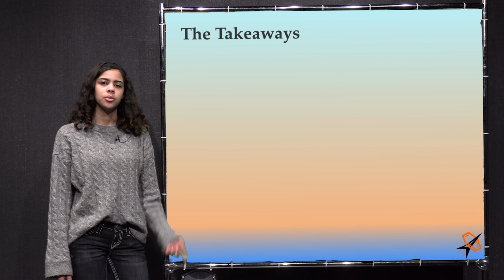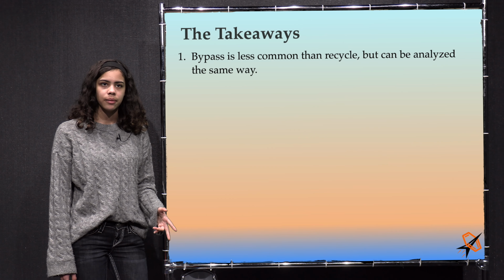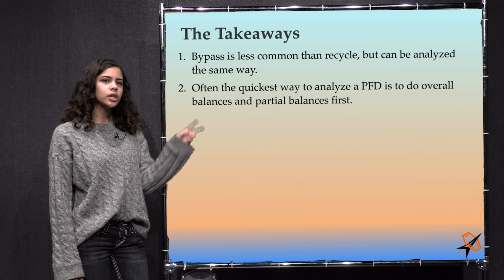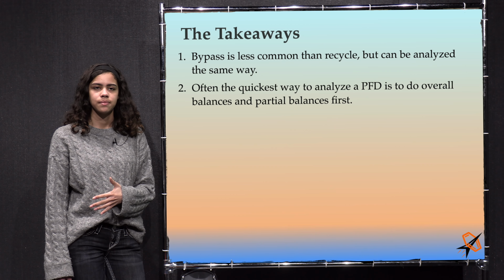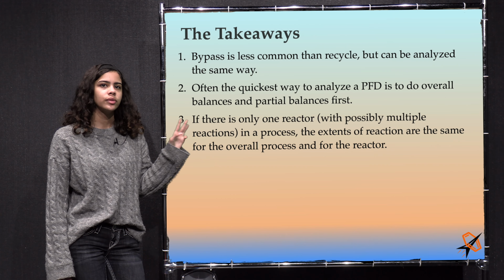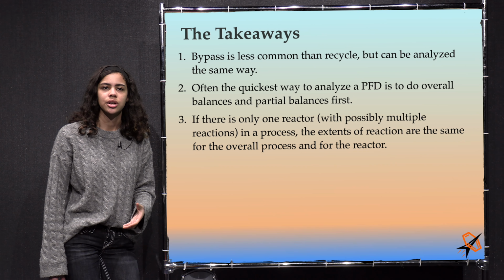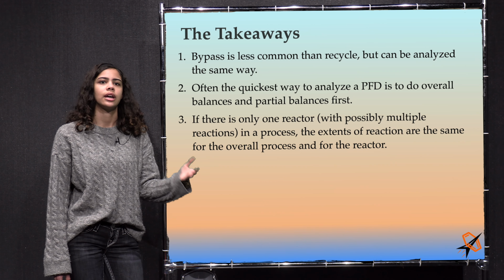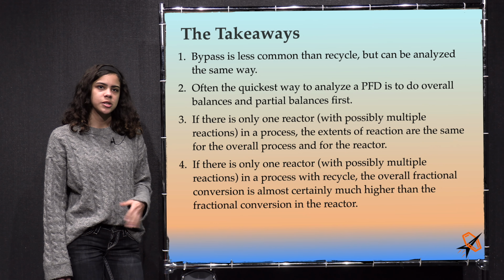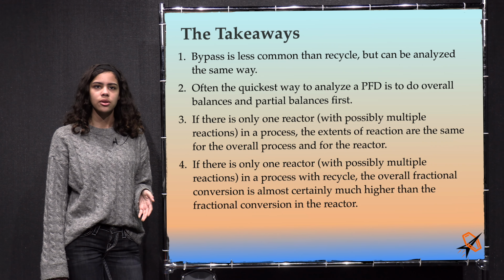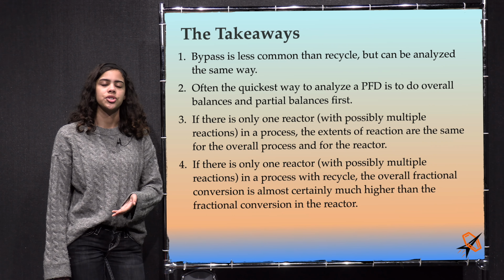The takeaways from this video are: 1. Bypass is less common than recycle, but can be analyzed the same way. 2. Often the quickest way to analyze a PFD is to do overall balances and partial balances first. 3. If there is only one reactor with possibly multiple reactions in a process, the extents of reaction are the same for the overall process and for the reactor. 4. If there is only one reactor with possibly multiple reactions in a process with recycle, the overall fractional conversion is almost certainly much higher than the fractional conversion in the reactor.